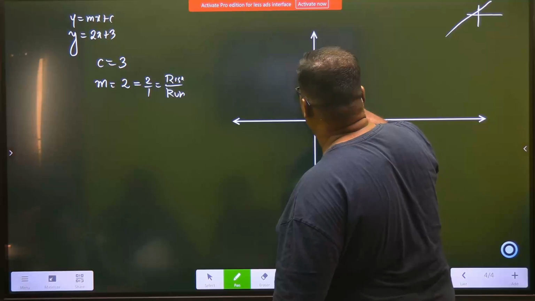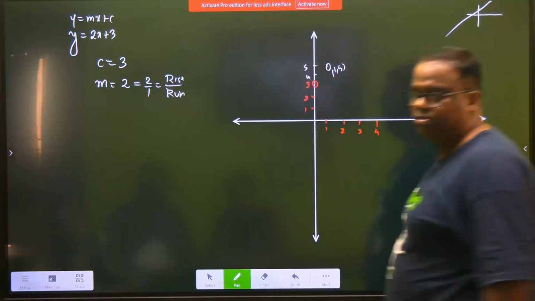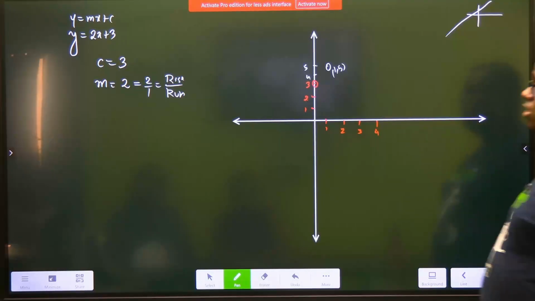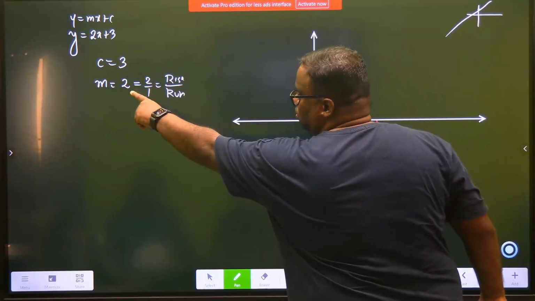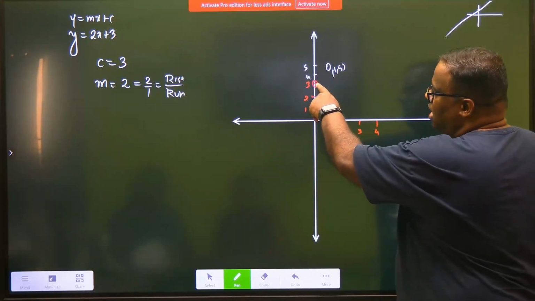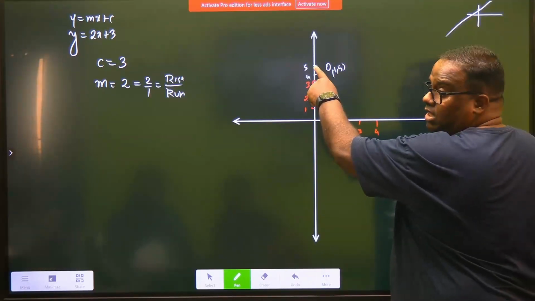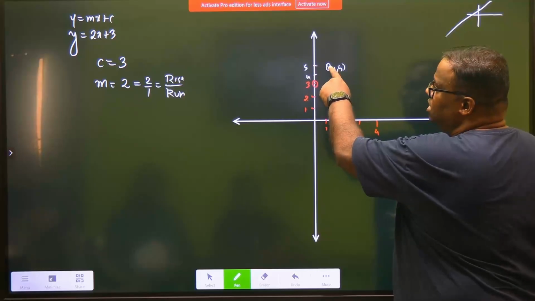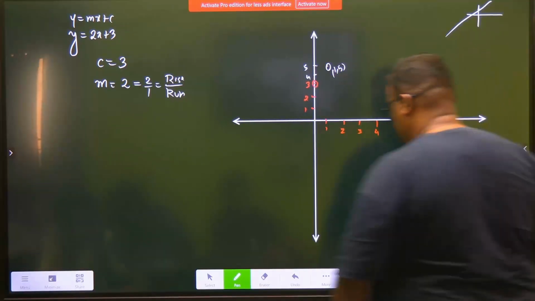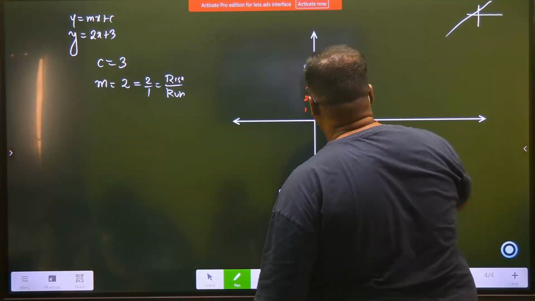Is this understood or not? This is 4, this is 5. (1, 5). How did I get this point? Did you get it? Your slope is 2. 2 means 2 by 1. 2 rise, 1 run. So from here, I rise 2. 1, 2. And then I run how much? 1. 1. So what is this point? On x-axis 1. On y-axis 5. Clear? Our line is done.